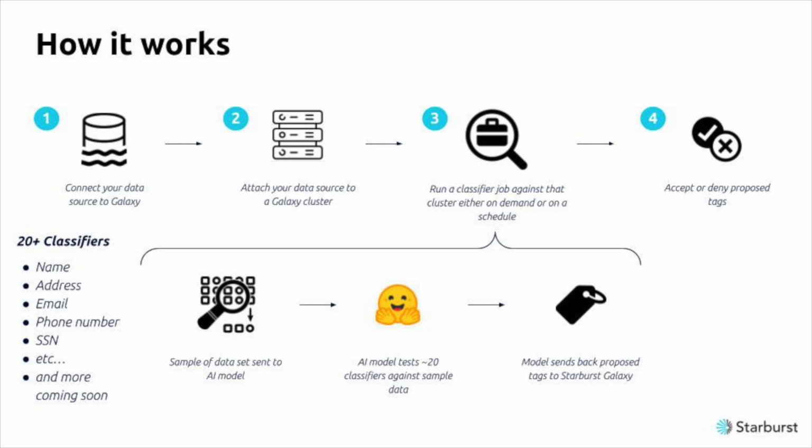Okay, so the way the automatic data classification works is that we use a cluster that you've defined in your Galaxy environment after you've set up some catalogs, and then we sample the data that you've defined. We'll look at what that looks like in a second. We run the sample through the AI model, which finds the best match, if there is one, for a particular type and assigns a tag to that. And then finally, the data owner can accept or reject those tags, completing the workflow.